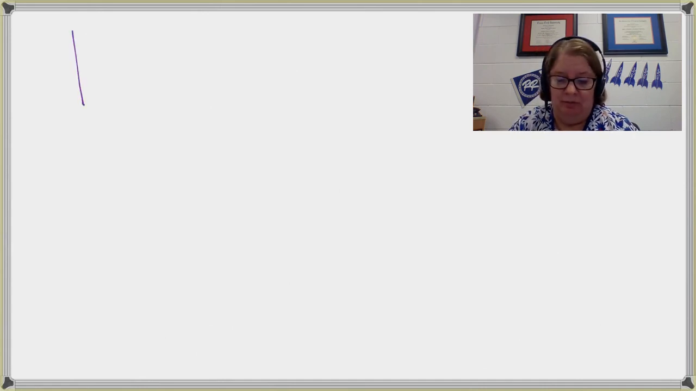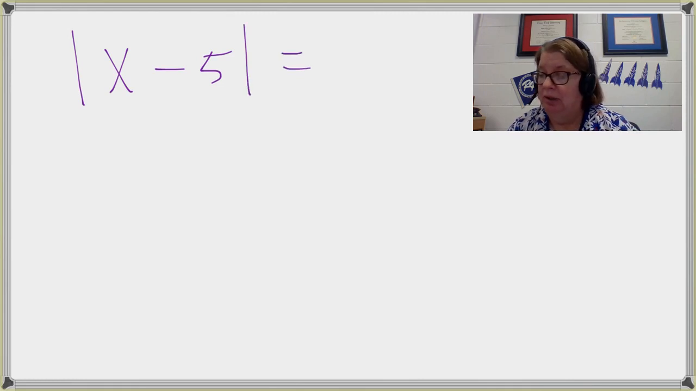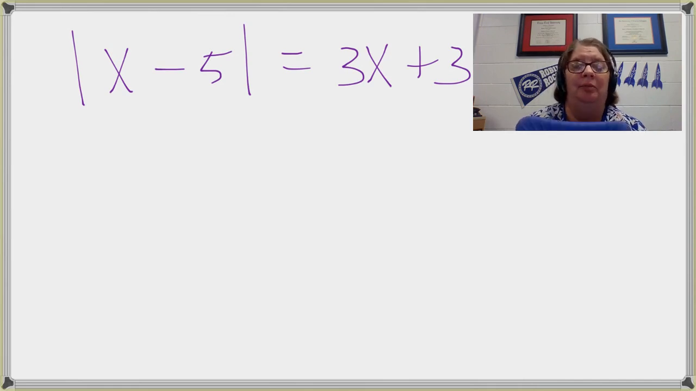Okay. What about this one? Absolute value of x minus 5 equals 3x plus 3. What's different about this one from our other examples? Do you notice there are two terms on the right side of the equal sign? So a little bit different, not too bad. Do I have to do anything to isolate the absolute value? No, it's already done. There are no numbers on that side of the equal sign that are not in the absolute value.